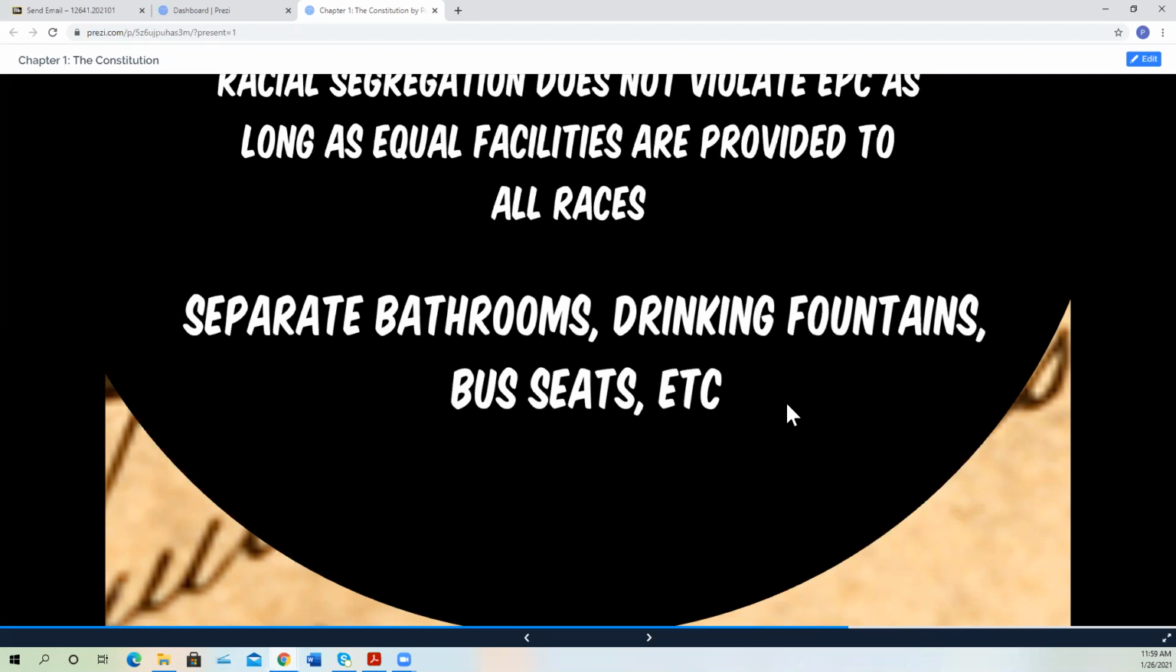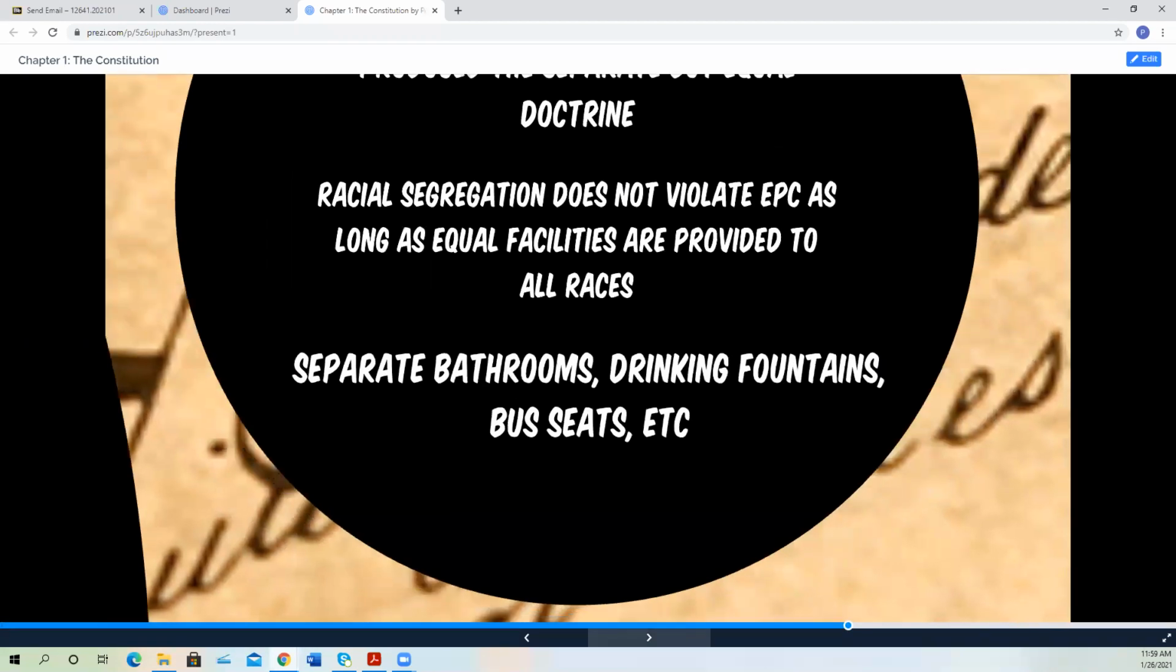Certainly more brave than going and rioting and smashing out store windows. Rosa Parks set the example on how you conduct yourself when you want to change the government. And we will get into that in much greater detail next chapter, the First Amendment. But for purposes right now, this separate but equal doctrine allowed states to separate bathrooms and drinking fountains and bus seats and schools and etc. It was perfectly legal, the Supreme Court said.